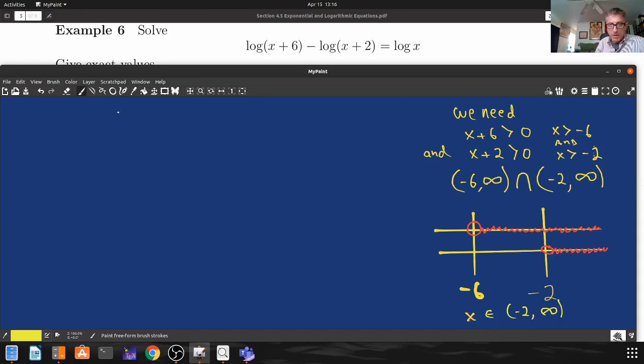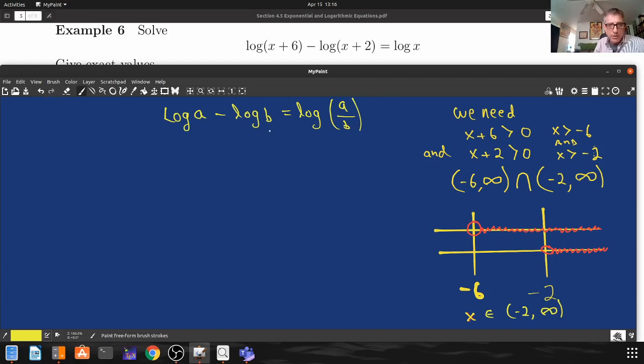The other property we're going to use to solve this is the property that log A minus log B is the same as log of A divided by B. And here I'm being really lazy. When I say log here, it's log to the base whatever.